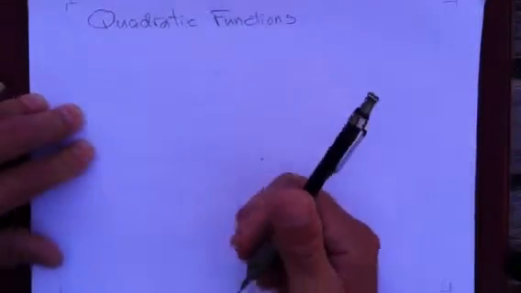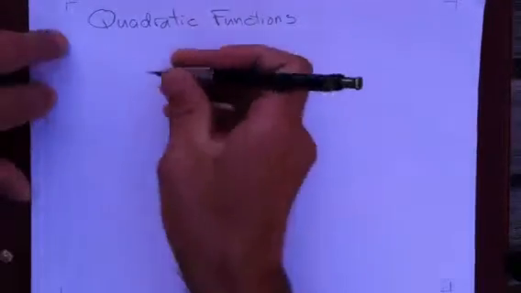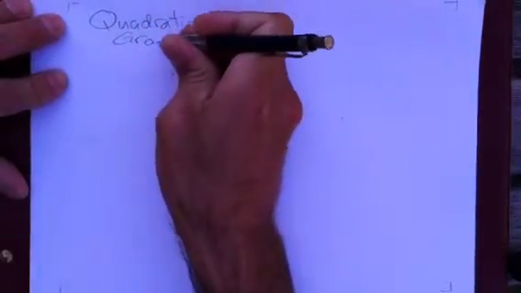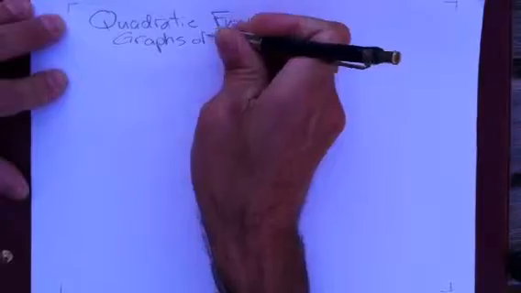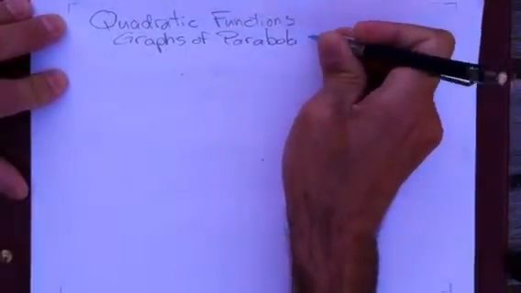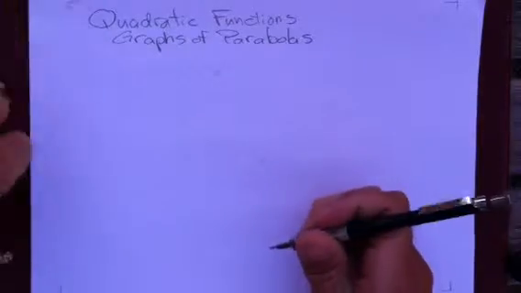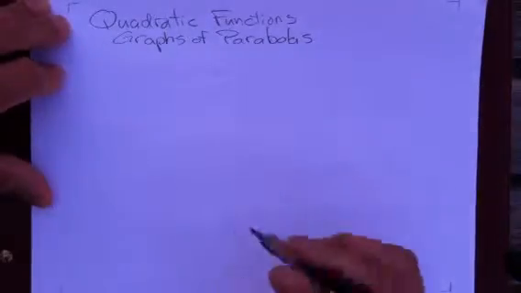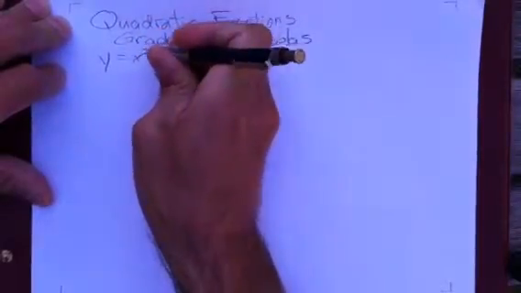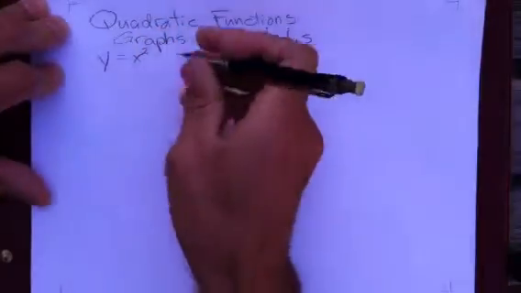Alright, so here's part 2 of chapter 2, quadratic functions, which end up giving us graphs of parabolas. Or parabolas, depending on which part of the US you grew up in. So basic parabola, y equals x squared, quadratic function.